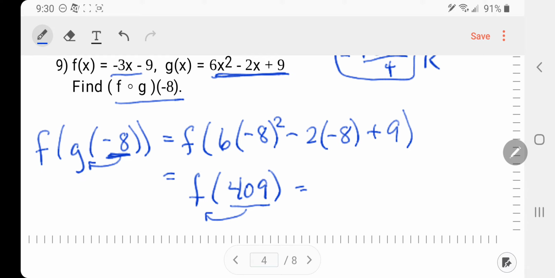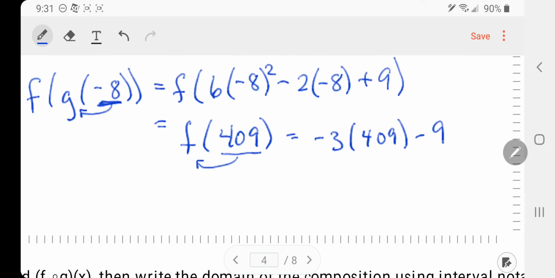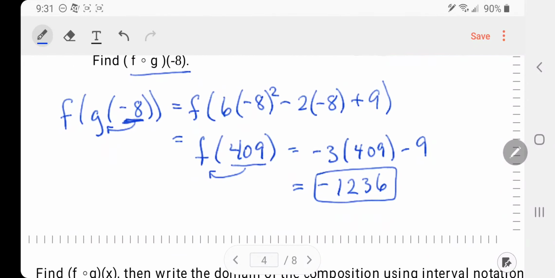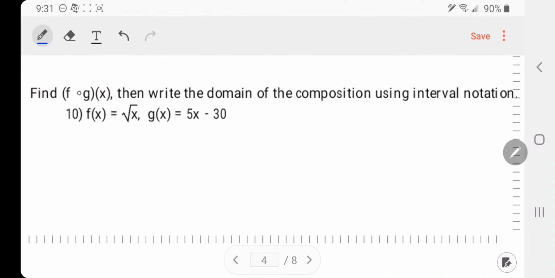And next step, we're going to take the 409 and plug it into f. So coming up here to f, we've got -3 times 409 minus 9. And then we need to work that out, and that'll give us our final answer. Again, I'm using the calculator. -3 times 409 minus 9, -1,236. And that's going to be our final answer for that problem.